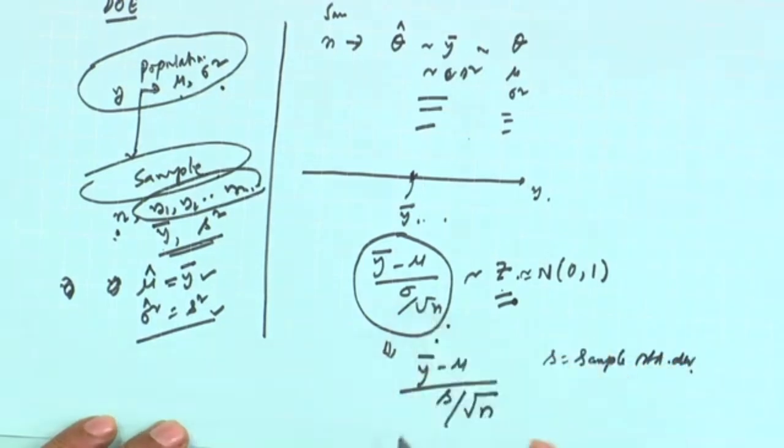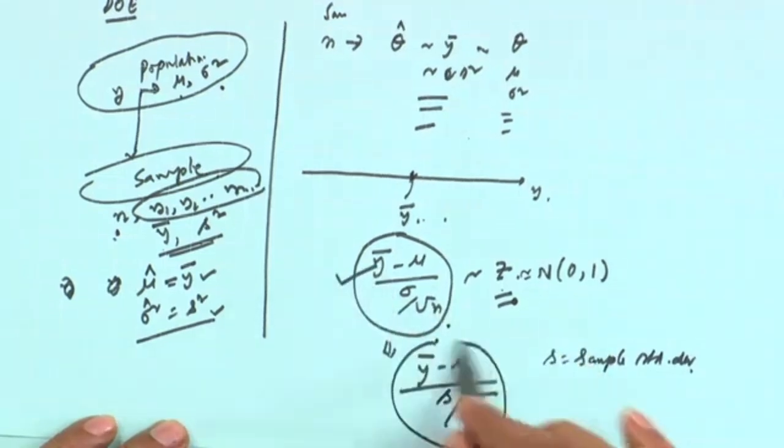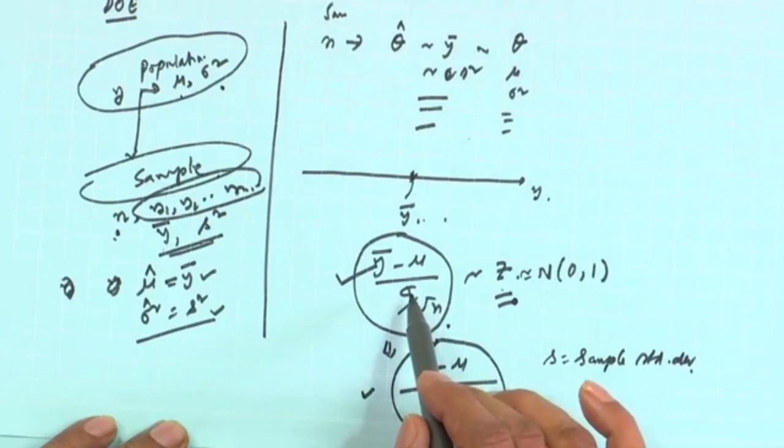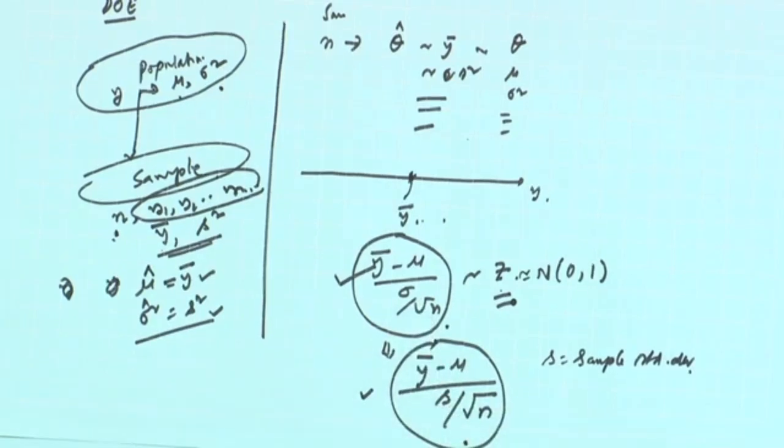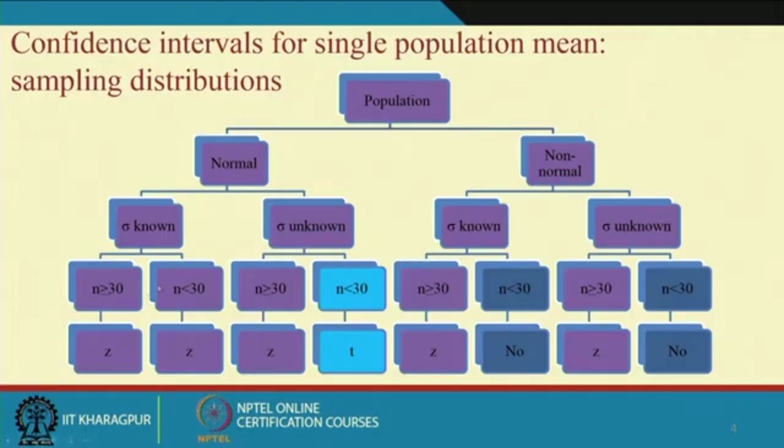So, there is a qualitative change between these statistics. Here sigma, the population variance, is known; here the population variance is not known. As a result, the sample estimate is used, that is S by root n. So, these statistics will follow normal distribution if n is large, greater than or equal to 30. If n is small, which will be the case most of the time in this design of experiment situation, when you experiment, we may not have this many observations, replications.